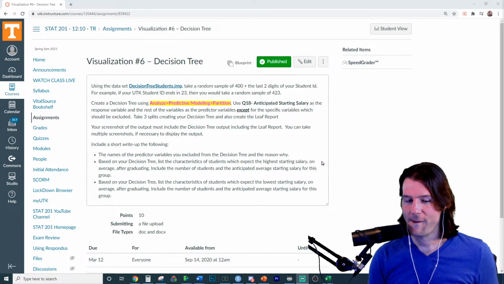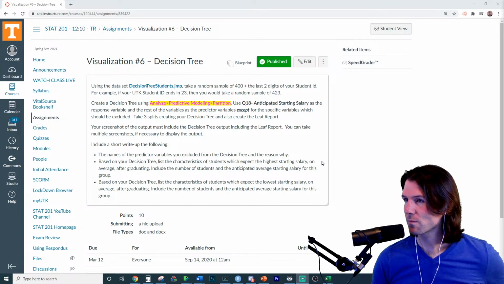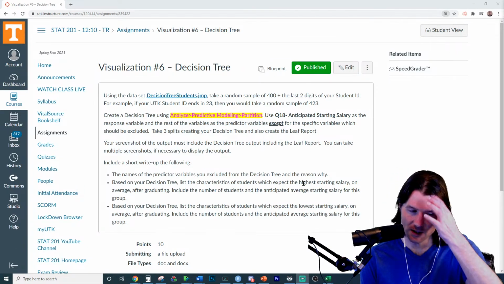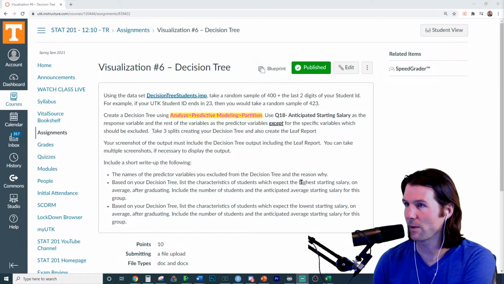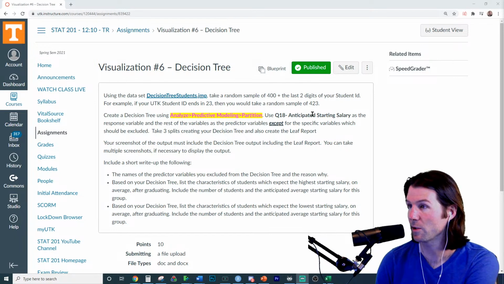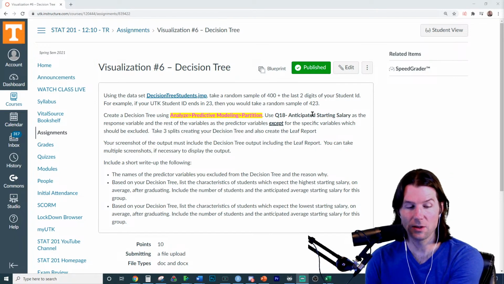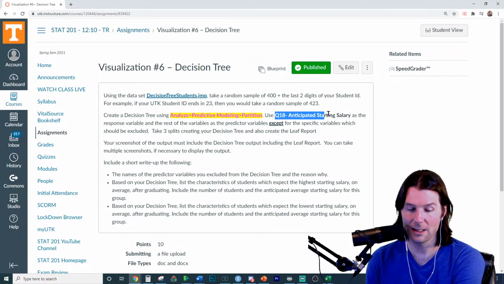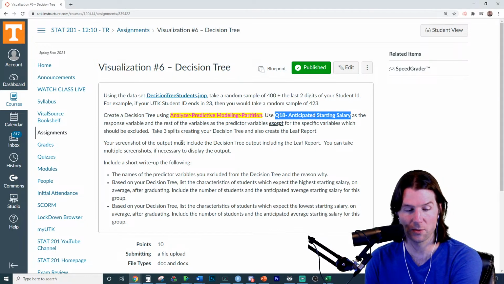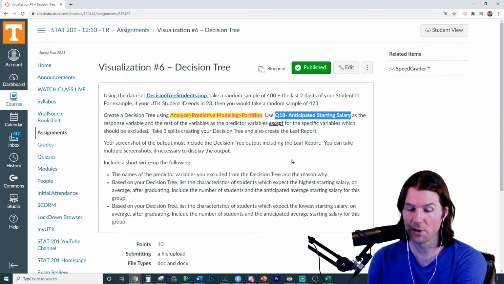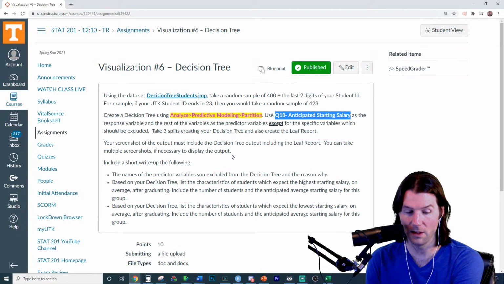So with this right here, let's take a look. We have here visualization number 6, decision trees. This is the data set we'll be using. You'll want to download it. Take a random sample of 400 plus the last 2 of your UTID. Make sure to take a random sample. Create a decision tree using Analyze, Predictive Modeling, Partition. Use Q18, anticipated starting salary, as a response variable, and the rest of the variables as your prediction variables, except for the specific variables which should be excluded.